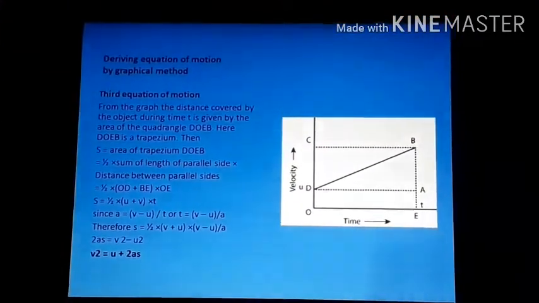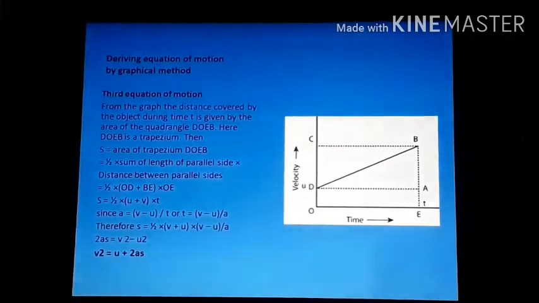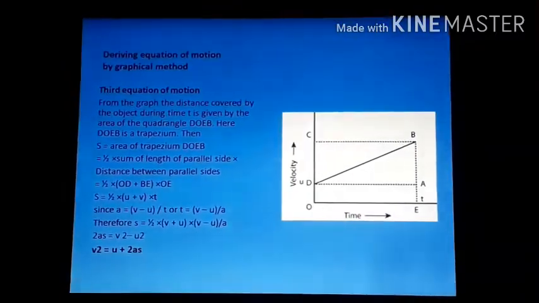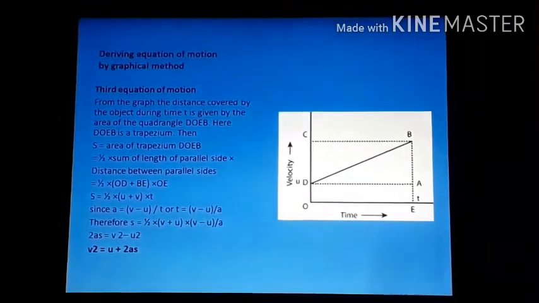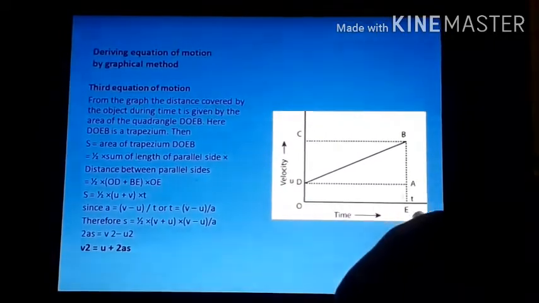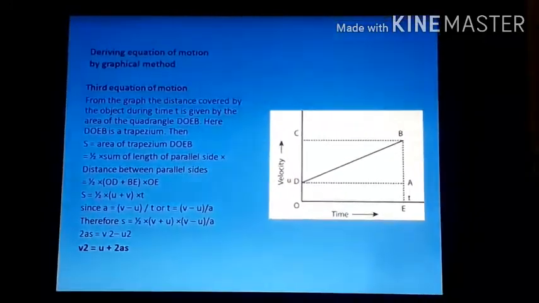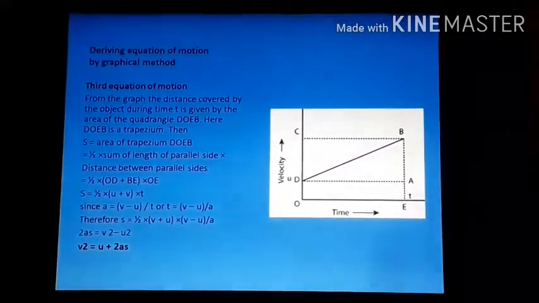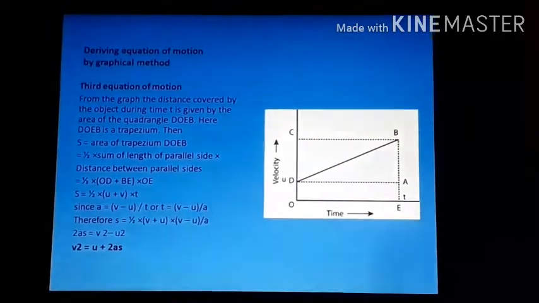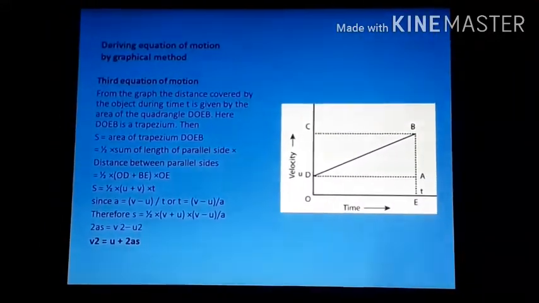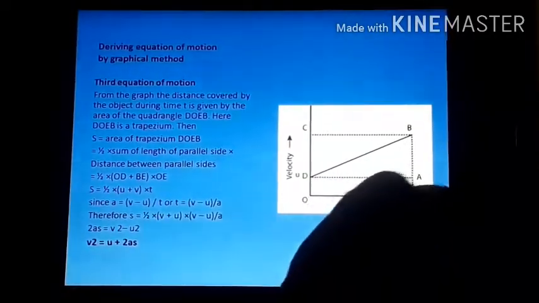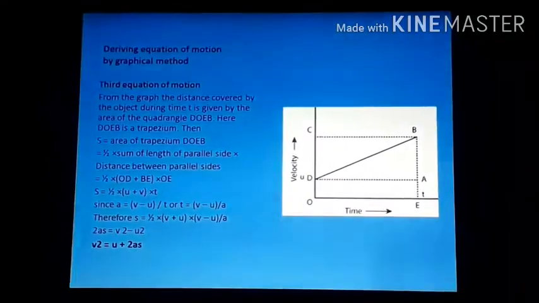Now let us derive the third equation of motion. From the graph, the distance covered by the object during time t is given by the area of the quadrangle DOEB, which is equal to, here DOEB is a trapezium. Then s is equal to the area of the trapezium DOEB.